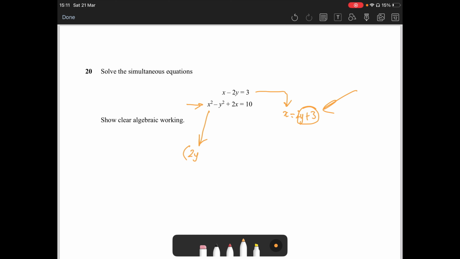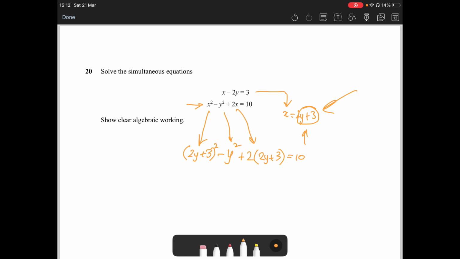We're going to replace all of it with 2y plus 3, but we also need a square, right? It's not just x, it's x squared. Minus y squared. Y squared stays, right? And again, we've got a 2x at the end, so 2 lots of this bracket. You will need brackets here, 2y plus 3.